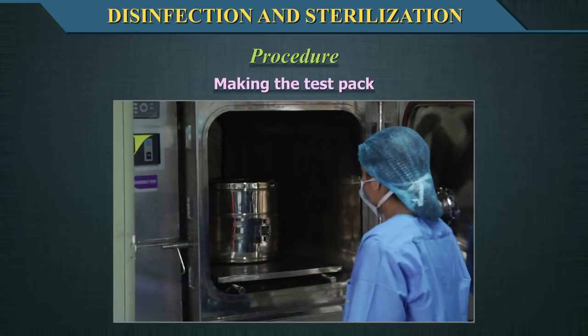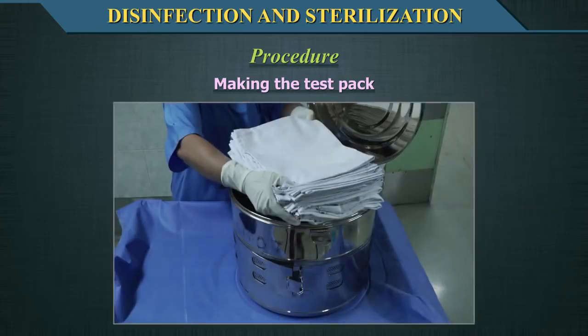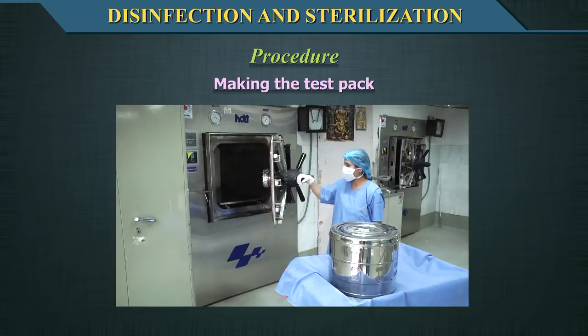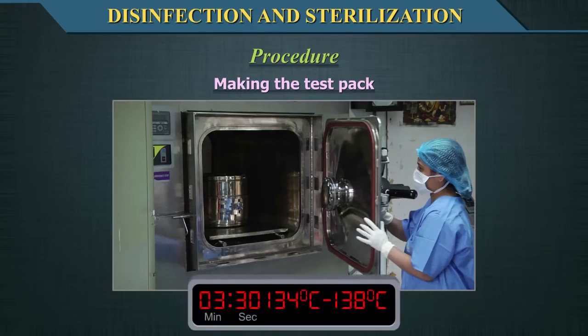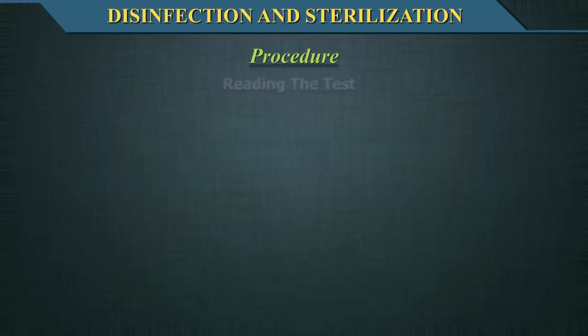The test pack should be placed on the longitudinal center line of the chamber 10 cm away from any door and 10 cm above the chamber base of an otherwise empty sterilizer. The towels should be lying horizontally. It must be subjected to a standard sterilizing cycle. The holding or sterilizing time should not be more than 3.5 minutes at a temperature of 134 degrees Celsius to 138 degrees Celsius. Reading the test.